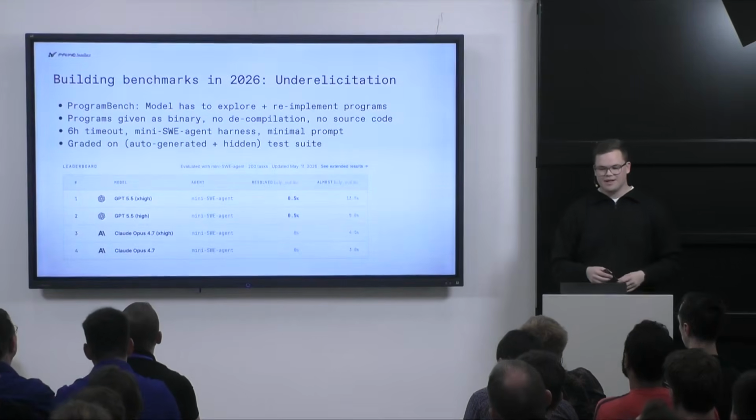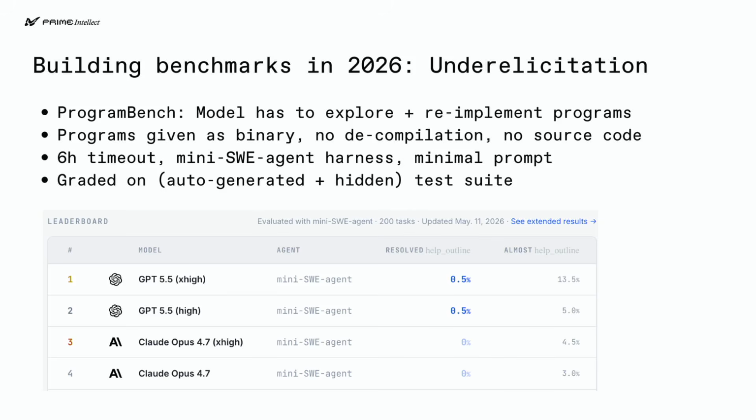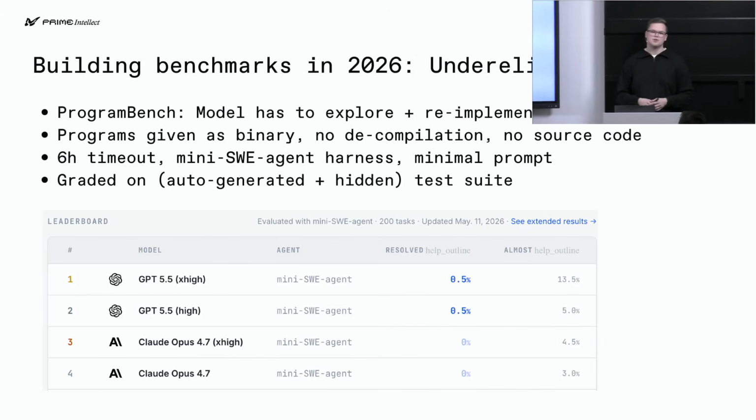The resolved rate, by the way, means that to resolve one of the tasks, you need to replicate the whole application and get 100% on all tests. So if you get 99%, it's not counted as solving it.